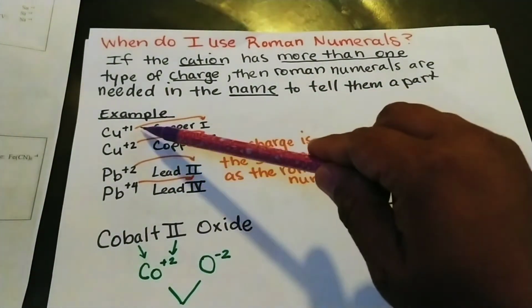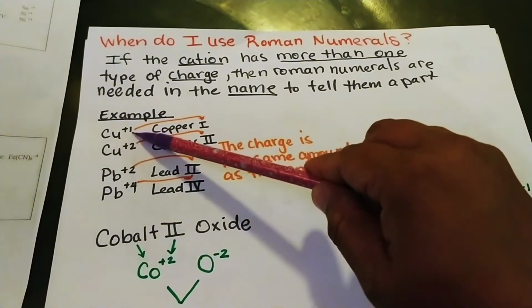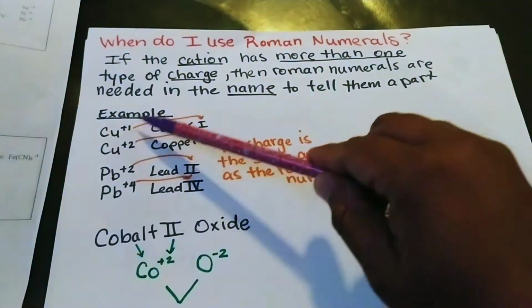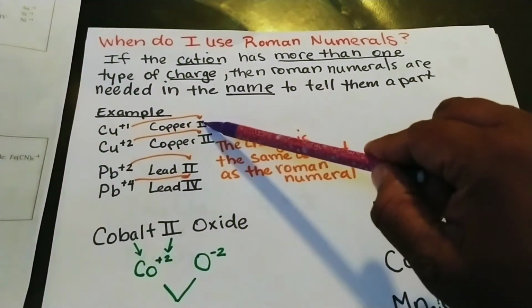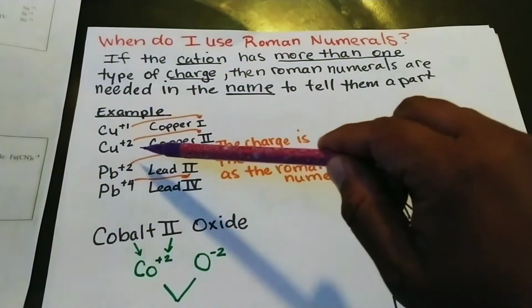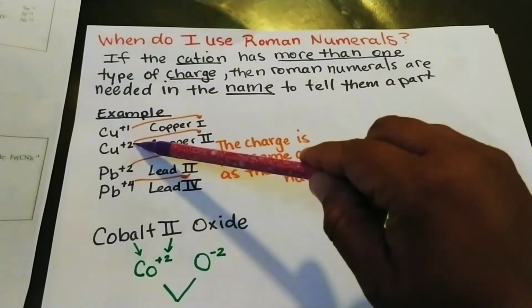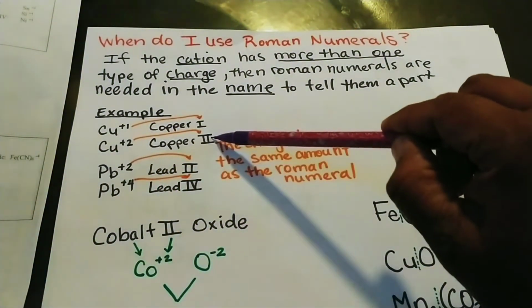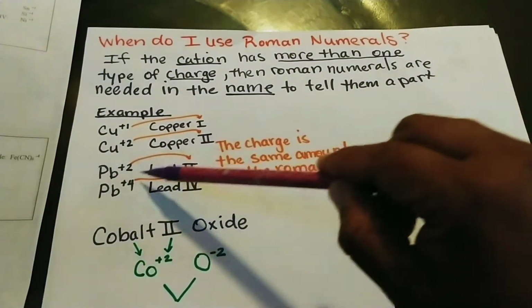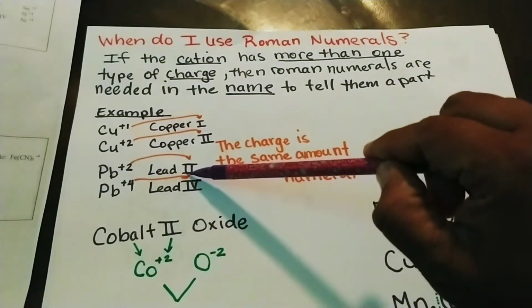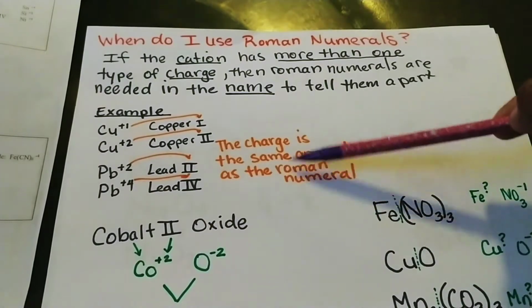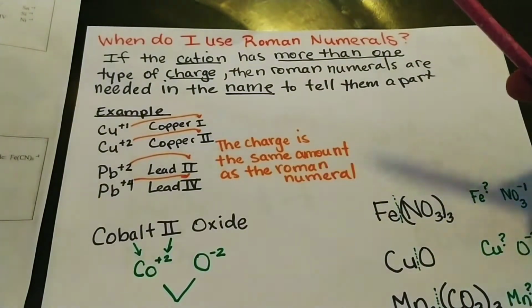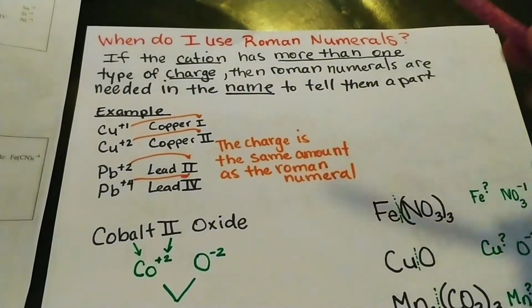So this oxidation number, which is where some of you didn't understand, tells you what the Roman numeral is. So if this is 1, you're going to be using Roman numeral 1 in the name. If this oxidation number or charge is 2, then you're going to use the Roman numeral 2 in the name. Here's a 2, Roman numeral 2. Here's a 4, Roman numeral 4. Pretty much, like it says here, the charge is the same amount as a Roman numeral.